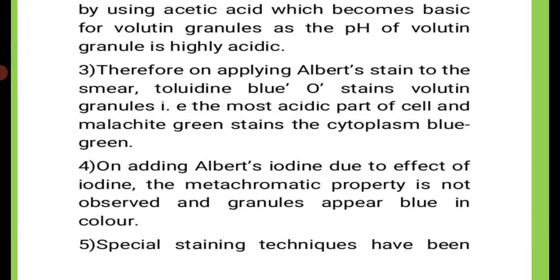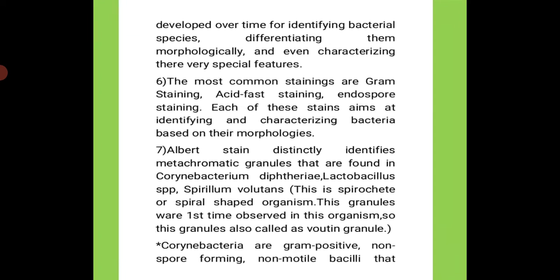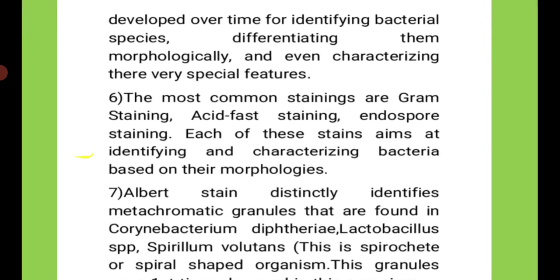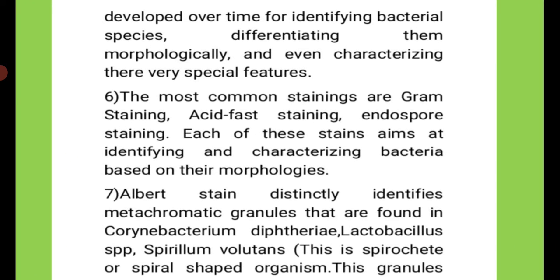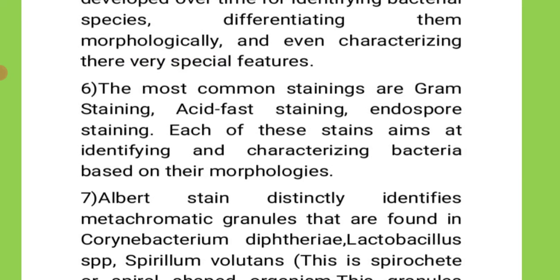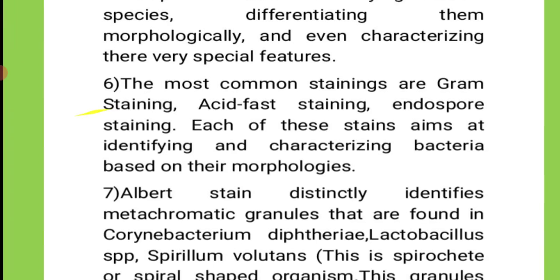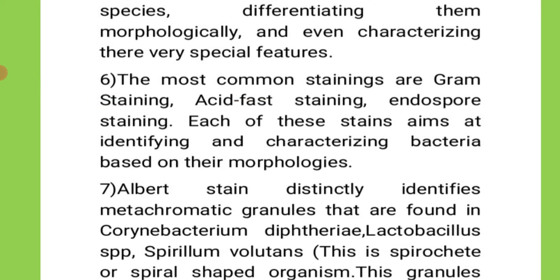Different staining techniques have been employed or developed over time for identification of bacterial species, for differentiation of them on the basis of their morphological characteristics. The most common staining techniques are Gram staining, acid fast staining, and endospore staining, and each of these stains aims at identifying and characterizing the bacteria based on their morphology.